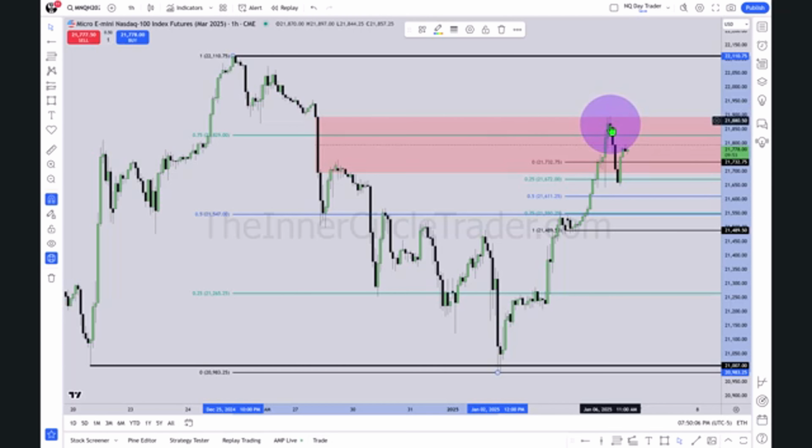And then it does, in fact, trade to the upper quadrant. It does not trade to the consequent encroachment or middle of the opening range gap, which again is defined by these two black lines here. So now we're going to drop into a 1-minute chart and flesh this out.